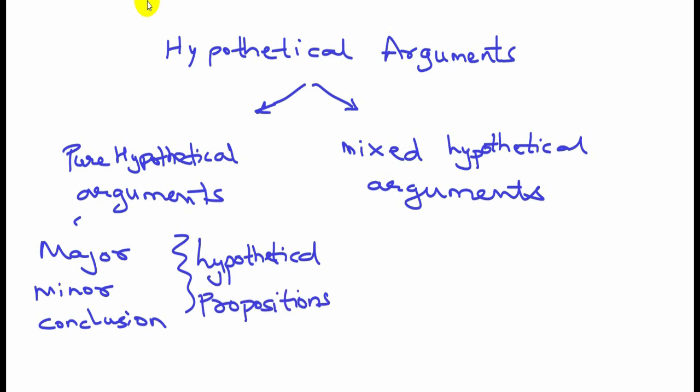What does it mean? Hypothetical propositions means the proposition starts with if, then. If this happens, then this would happen. So all these three, major, minor, and conclusion, are if then, because it is a pure hypothetical argument. So if then, major premise, if then, minor premise, if then, the conclusion also will be if then. All three will be if then.